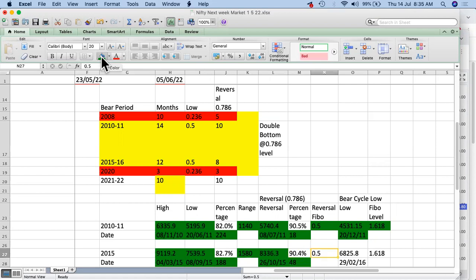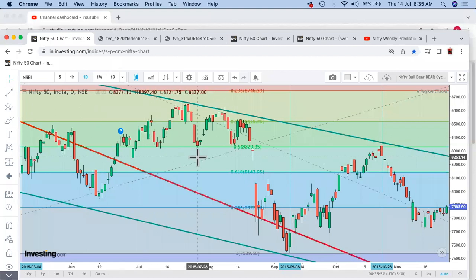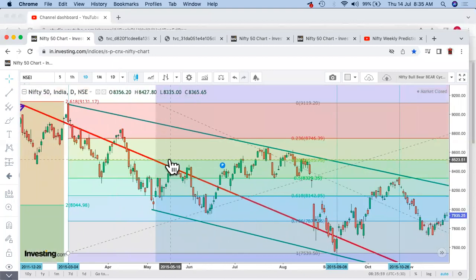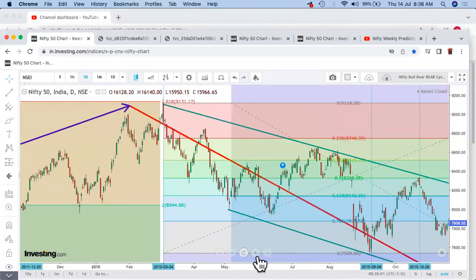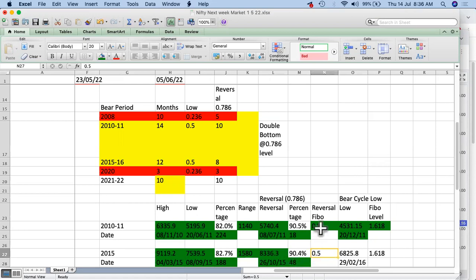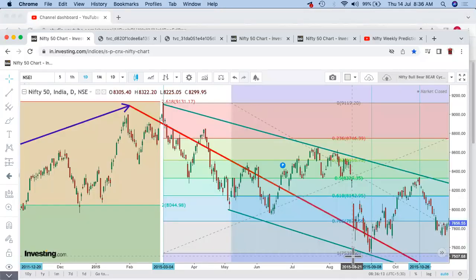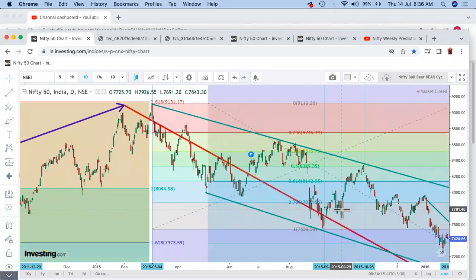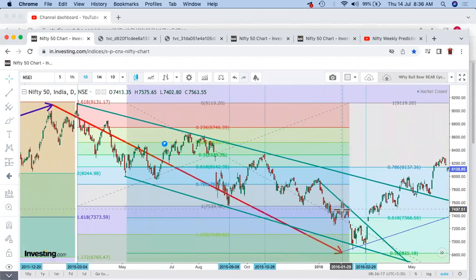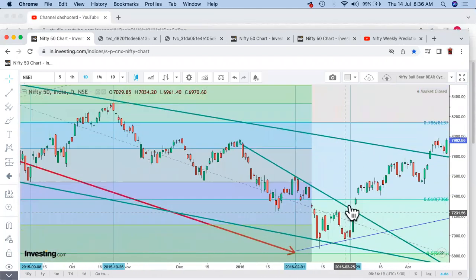And what reversal level did it come down to? So again, we'll do the same thing. We'll consider a high, then after that a low, and after this low we came down to a reversal which was there at 0.5, right? So last reversal will also come down for 0.5 levels, right? And then after that the low of the bear cycle, till what level had it come down to? If you check that, the low was 6825.8.